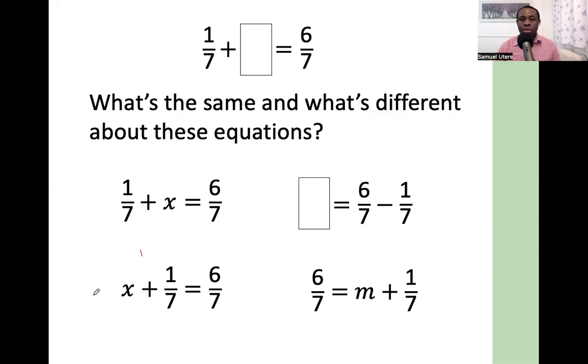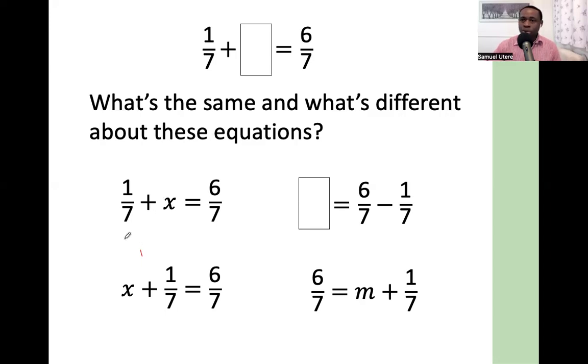And it is also the same thing as this. So this is after we have finished solving the problem. So that box could be X or it could be M. We'll get the same result. Now, let me just explain really quickly what we would have done if we're solving equations.